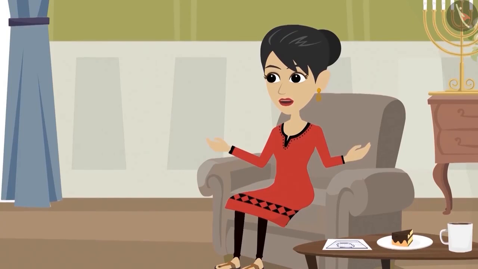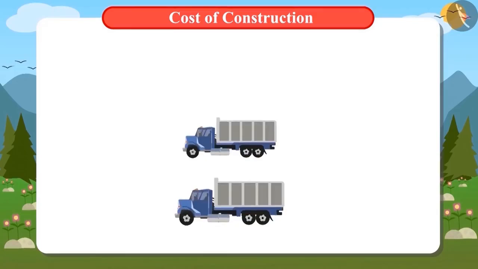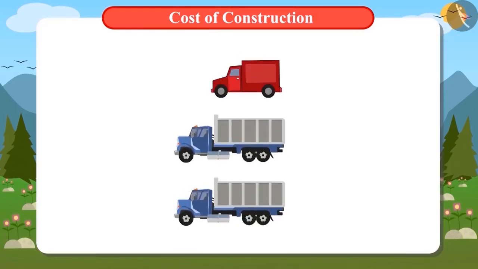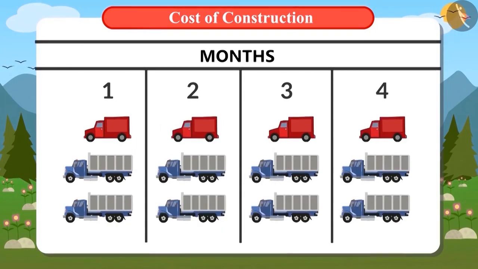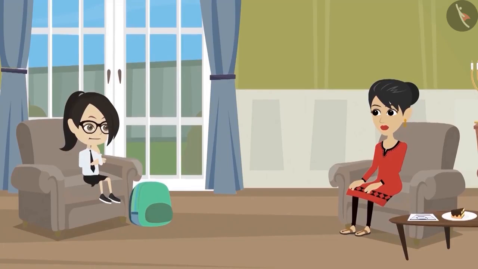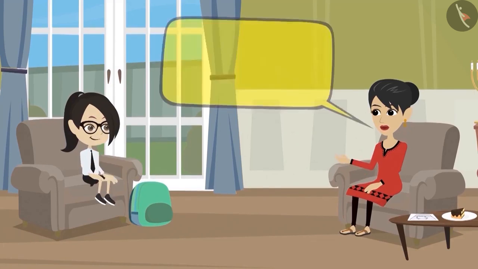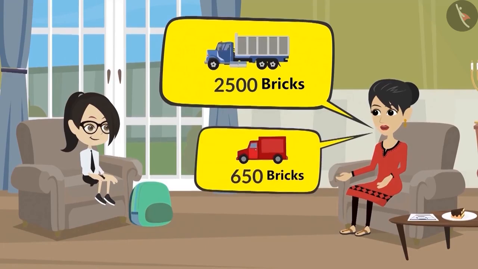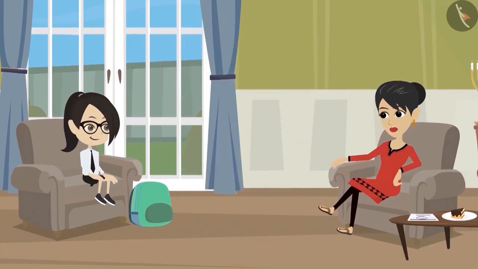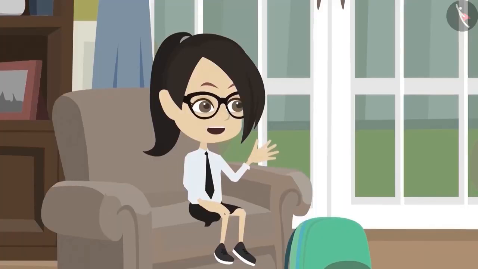Vandana, we will not just buy bricks in big trucks. Every month we will purchase 2 big trucks and 1 small truck full of bricks. So we will buy all the bricks in 4 months. How is that, Mother? Look, a big truck can hold 2,500 bricks and a small truck can hold 650 bricks. Now if you look at the calculation yourself, then you will know that in this way all the bricks will come to us in 4 months.